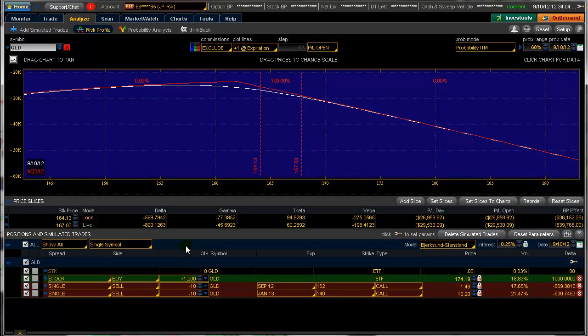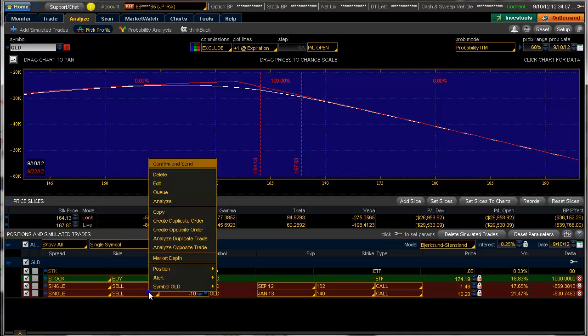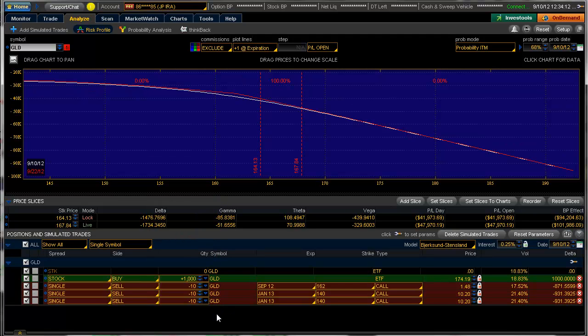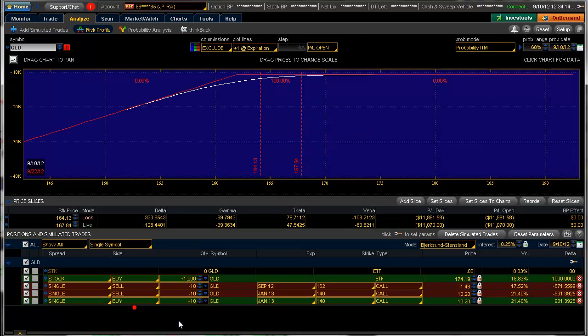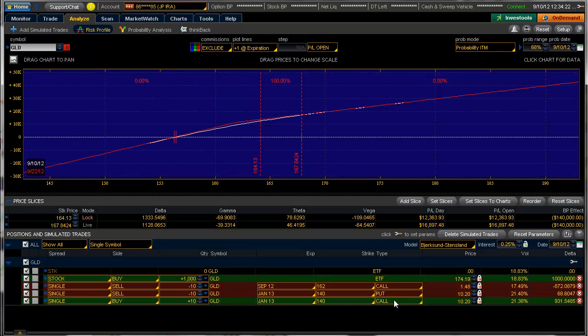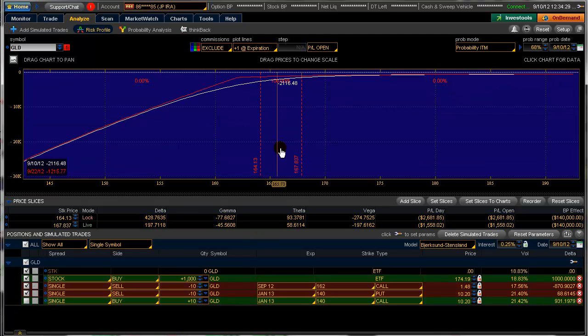So what else did he do? He actually also bought some puts. So analyze a duplicate trade, change it to buy, change it to put. Ooh, these are puts. Sorry. So now this isn't looking too bad right here, right? He's got those puts on there. Let me uncheck that. That's not too bad because we're looking at maybe $1,200 max loss, and that's what you see down here in red. So his max loss would be $1,200.